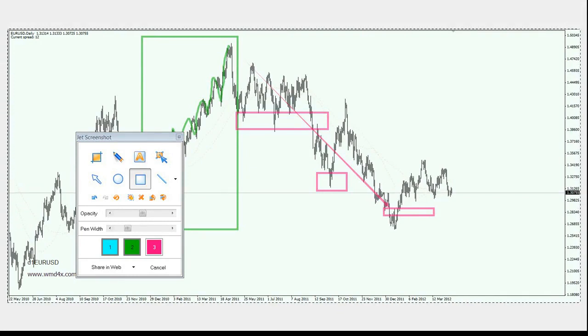So what was it that led to that 600 pip rally? What was it that led to almost an 800 pip rally from this level here? And again, is that something that you could have known about, and is that something that you could have taken advantage of at a very early stage, right? And my answer to all of these questions is yes, you could have known.